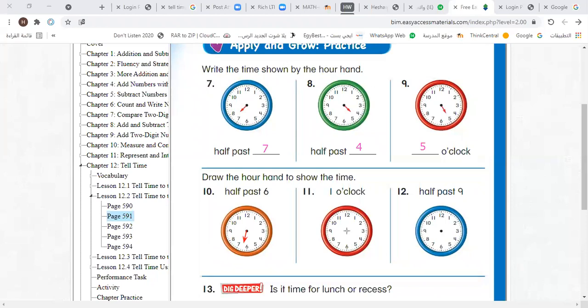12 o'clock. No, 1 o'clock. 1 o'clock. So the hour hand must point to 1 like this. Can you see? Exactly, yes. Exactly at 1.